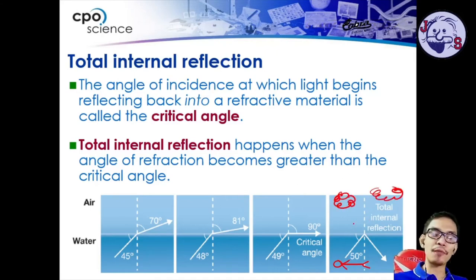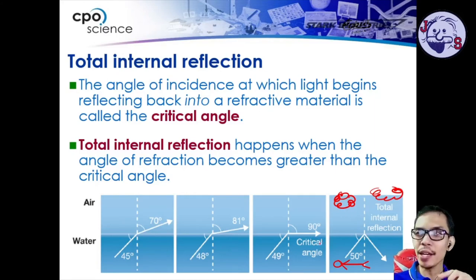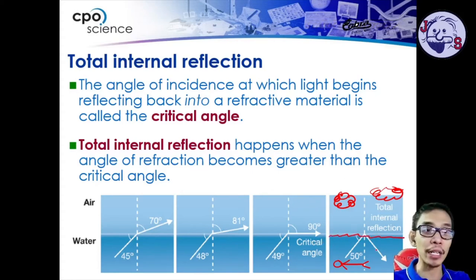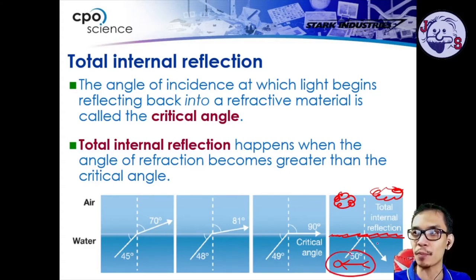So, if the angle of refraction is greater than the critical angle, the tendency is you will not see the sky above when you are underwater. Instead, you will see the water surface inside the water. So, this person right here will be able to see this surface of the water underwater. So, that is total internal reflection.